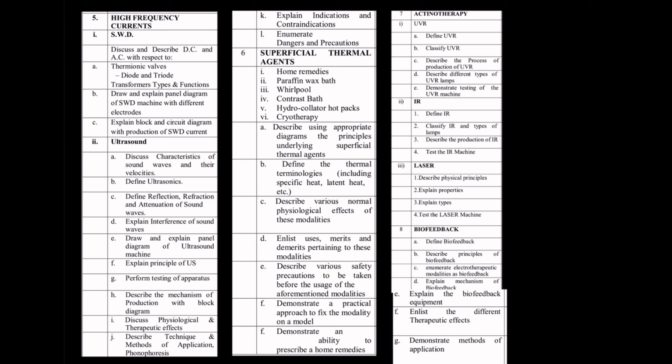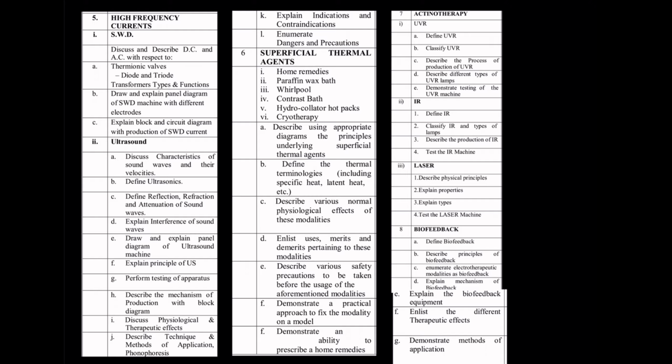Then comes the superficial thermal agents. So in superficial thermal agents you have home remedies, paraffin wax, whirlpool, contrast bath, HCP, and cryotherapy. So this is the syllabus regarding the superficial thermal agents, again mainly focused on the application part. Then comes the actinotherapy, which is mainly focused on the radiation, which includes ultraviolet radiation, infrared radiation, and laser.